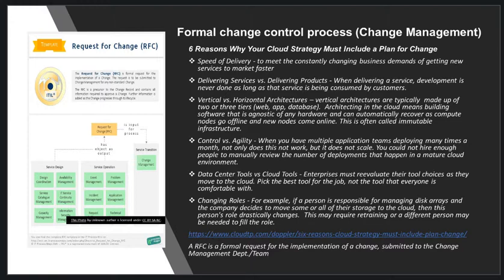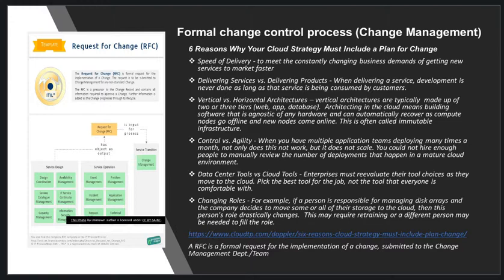Vertical versus horizontal architectures. Vertical architectures are typically made up of 2 or 3 tiers: web, app, and database. Architecting in the cloud means building software that is agnostic of any hardware and can automatically recover as compute nodes go offline and new nodes come online. This is often called immutable infrastructure.